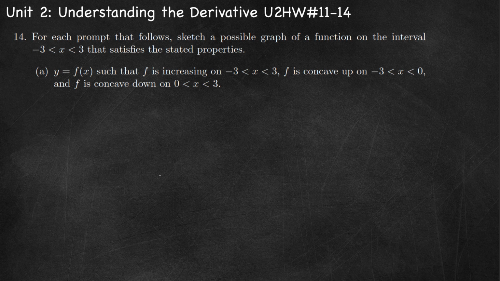Number 14, we're going to sketch a possible graph for a function on the interval from -3 to 3 that satisfies the stated properties. So for part A, we want our function f to be increasing from -3 to 3, concave up from -3 to 0, and concave down from 0 to 3. So increasing all the way from -3 to 3, but concave up from -3 to 0. So maybe something like this is concave up, and then right at 0 it switches and starts becoming concave down from 0 to 3. So this point right here is where our concavity is changing at 0, and that is called an inflection point.